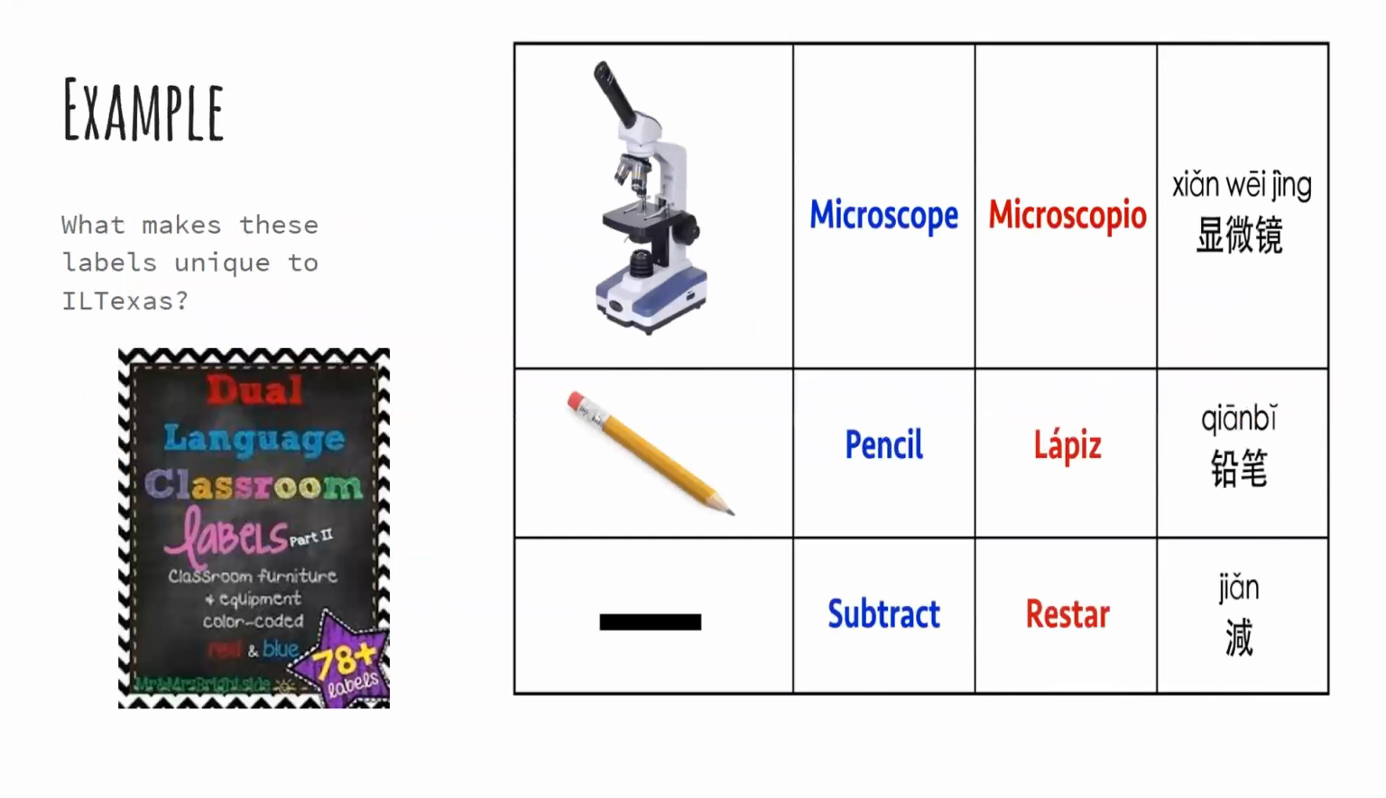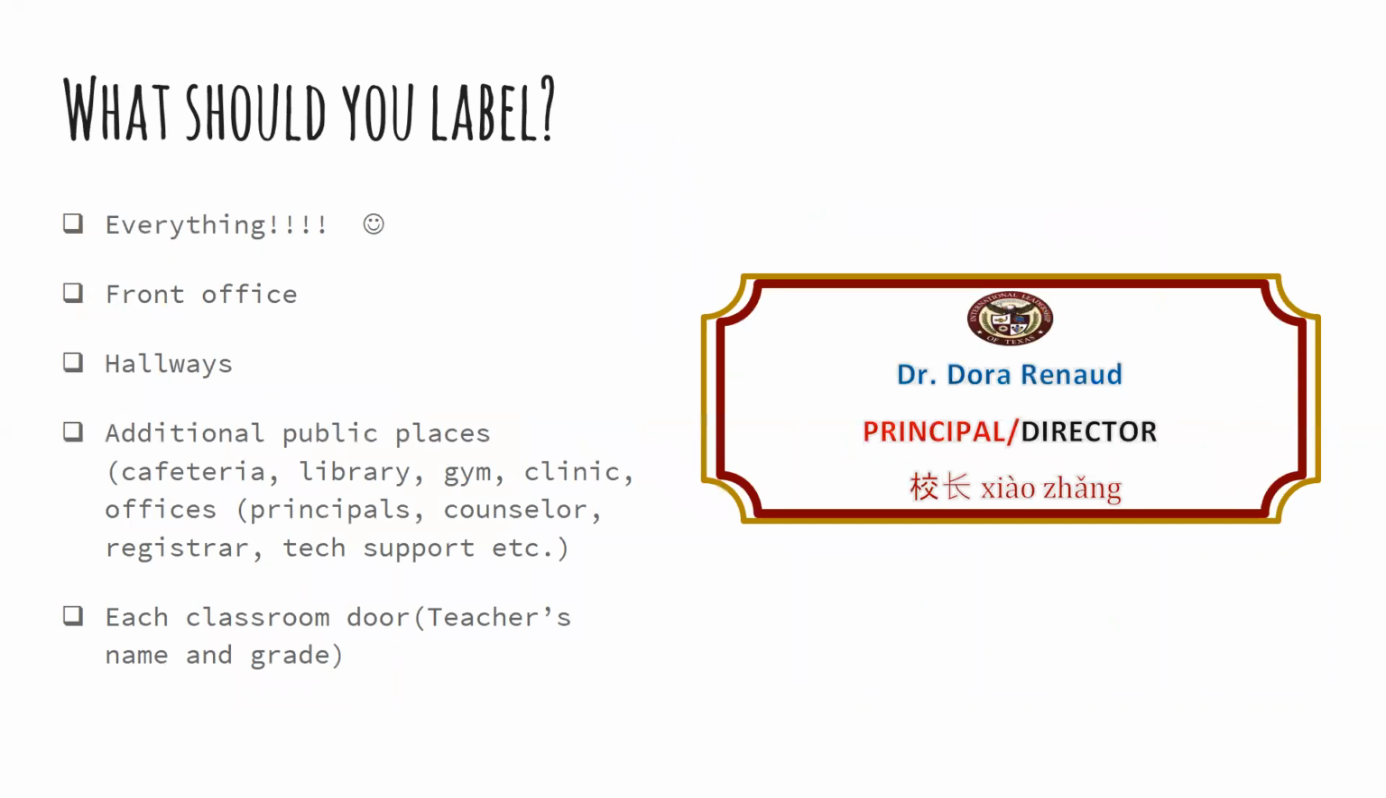Here's an example of a label that you will see at ILTexas. As you look at it, keep in mind or ask yourself, what makes these labels unique? First, you have sheltered instruction with visuals provided for the words microscope, pencil, and subtract. You also see color coding. So your labels in English will be in blue, in Spanish they will be in red, and Chinese will be in black.